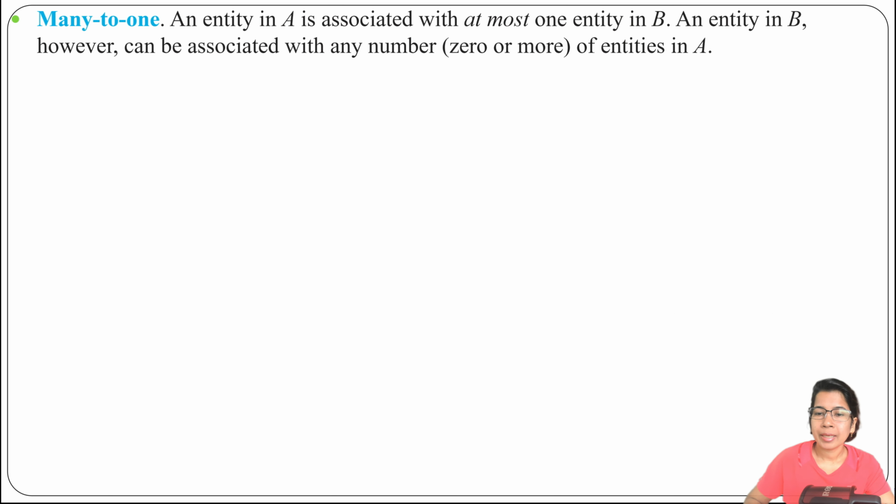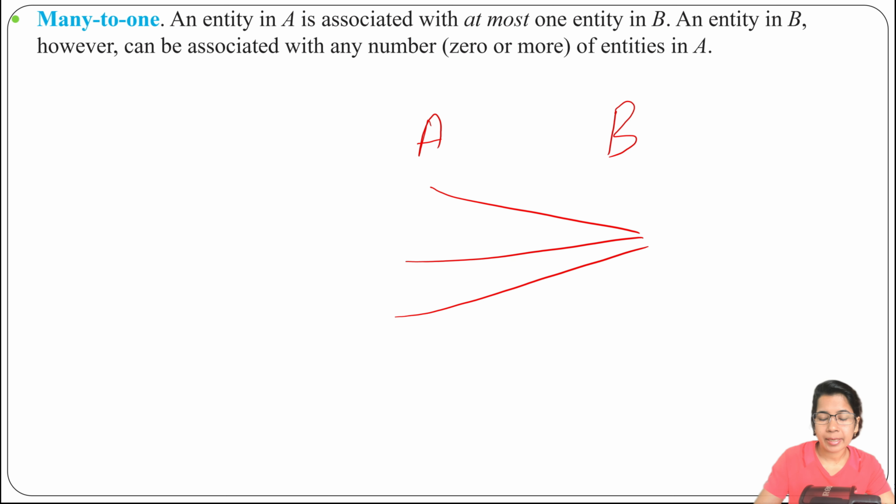Next type of mapping cardinality is many to one. If multiple entities of A can be associated with one entity of B, then that is many to one. An entity in A is associated with at most one entity in B, and an entity in B, however, can be associated with any number of entities in A. Then it is many to one. Suppose this is A, this is B, this is a many to one relationship. Many entities of A can be associated with one entity of B.